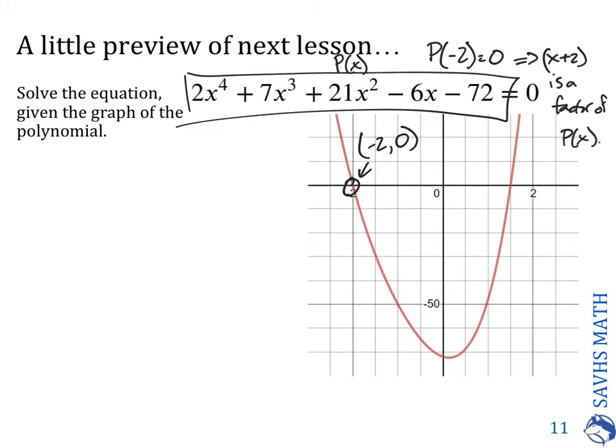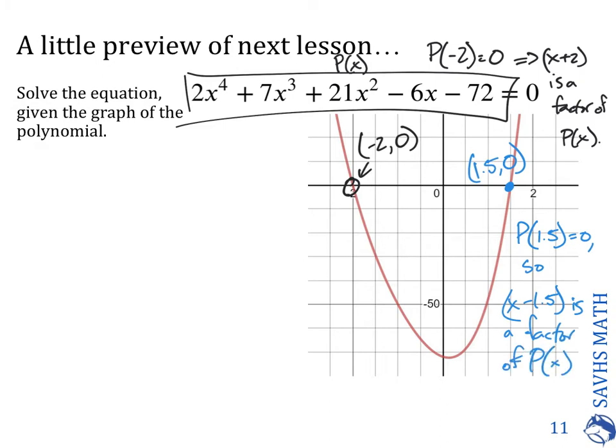I'm going to do the same exact thing with this other place where it crosses the x-axis, and it looks like this is the point, positive, it's positive. So I'm just going to write 1.5. So we can write the same thing. We can say p of 1.5 equals 0. So x minus 1.5 is a factor of p of x.